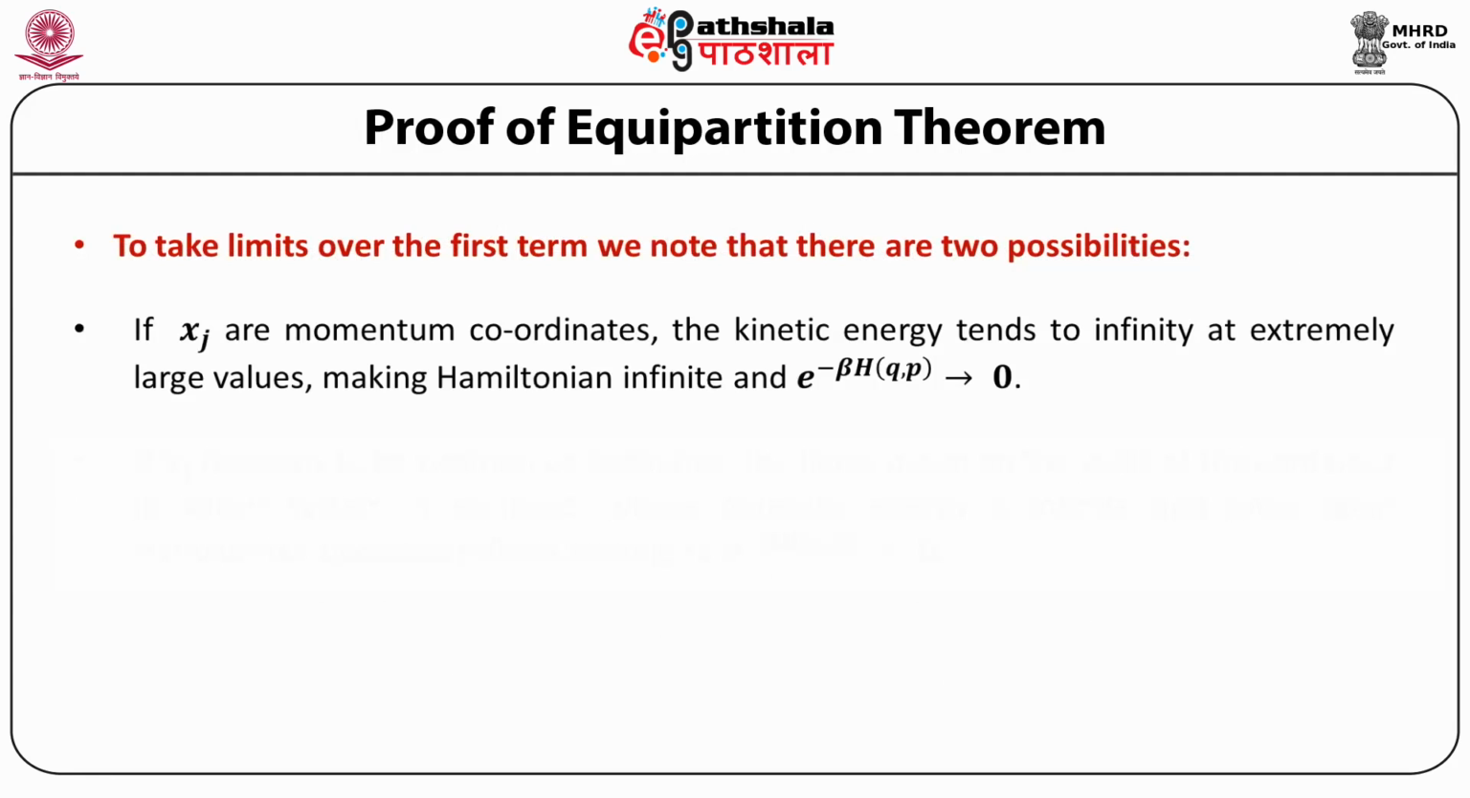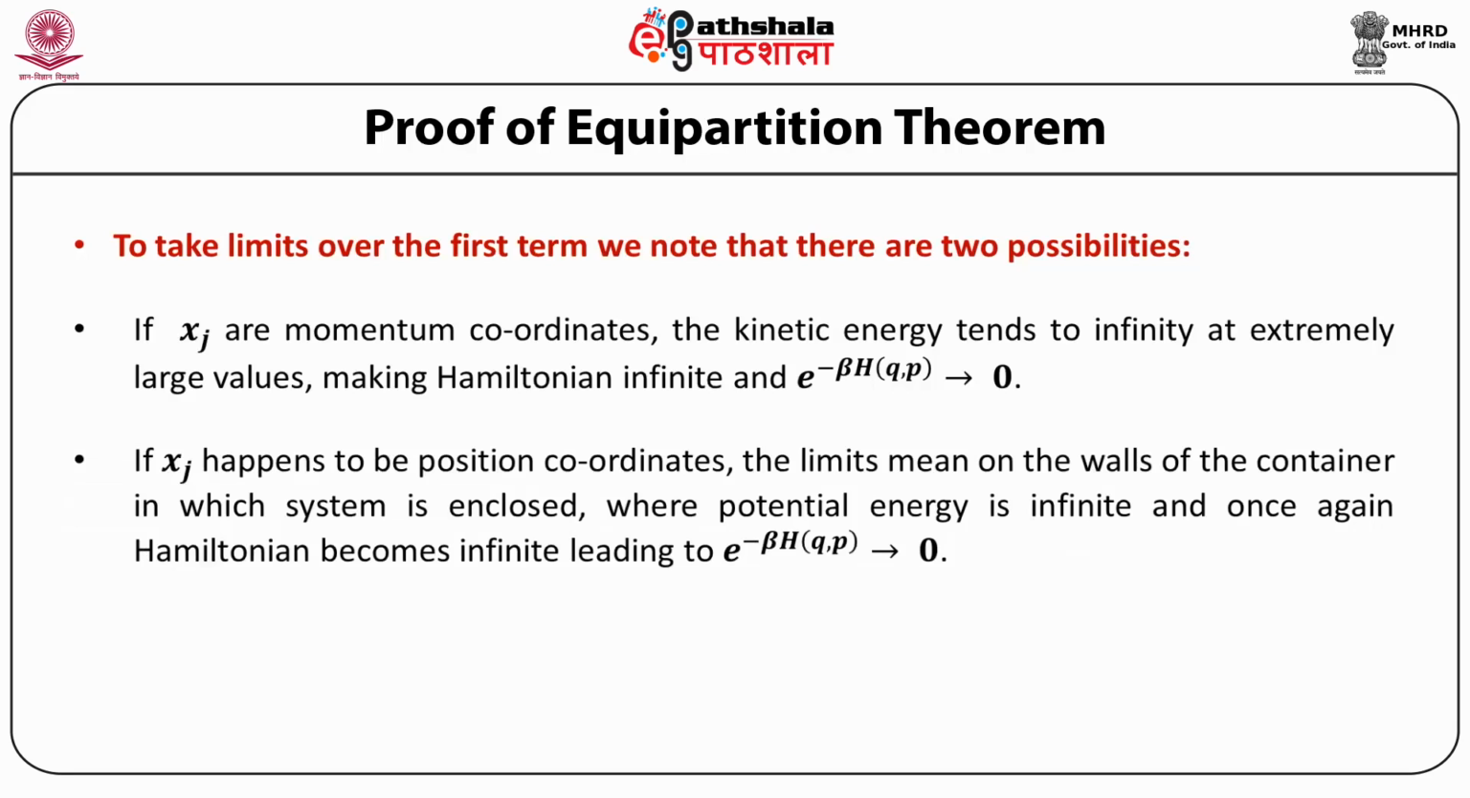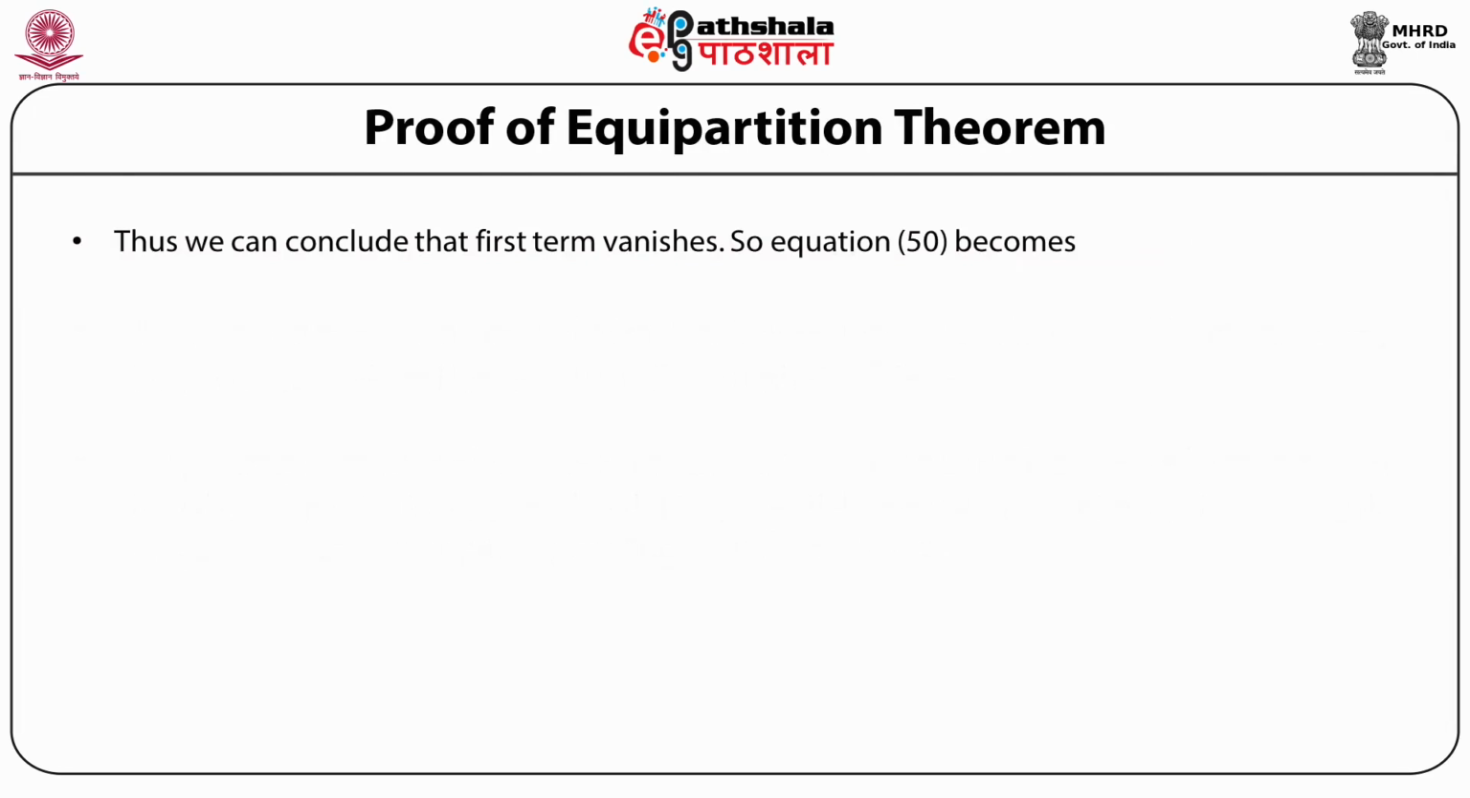If xj are momentum coordinates, the kinetic energy tends to infinity at extremely large values, making the Hamiltonian infinite and e raised to power minus beta H(q,p) approaching 0. If xj happens to be a position coordinate, the limits mean the walls of the container in which the system is enclosed, where the potential energy is infinite, and once again the Hamiltonian becomes infinite, leading to e raised to power minus beta H(q,p) approaching 0. Thus, we can conclude that the first term vanishes.